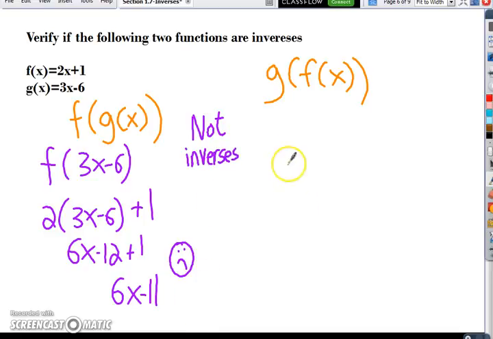Now, just for posterity's sake, just so we can see, it doesn't really matter which one you ended up doing first. It's irrelevant.